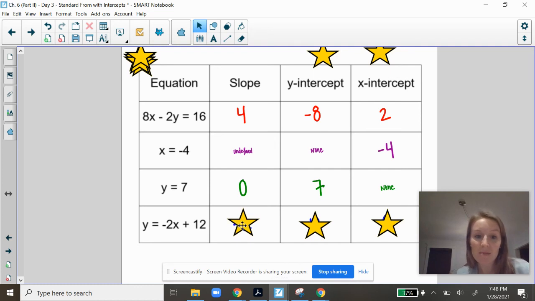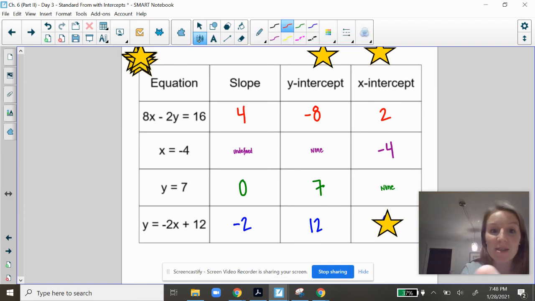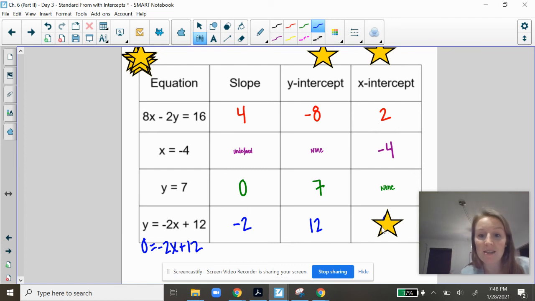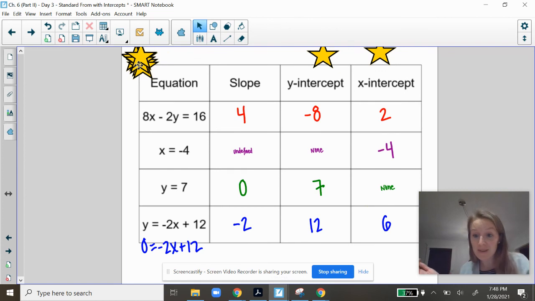y = -2x + 12. Hopefully you can easily identify the slope of -2 and your y-intercept of 12. And remember here that your x-intercept is going to be when y is 0. So you could plug that in here and solve for x, in which case you should get an x of 6. That's it. Hopefully this all makes sense. We'll continue to practice, do your best on your homework, and let me know if you have any questions.